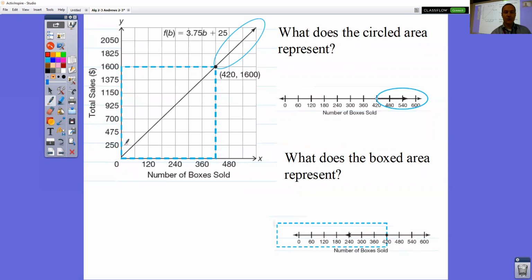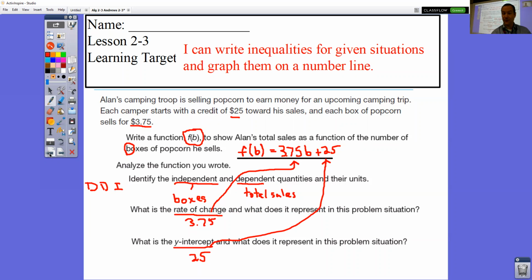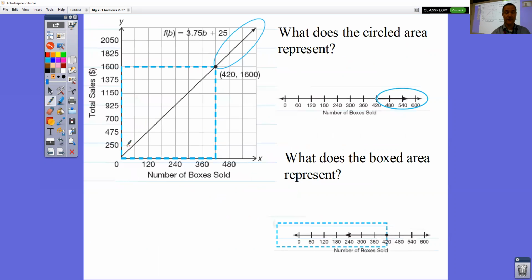So if we want to graph that equation, 3.75b or 3.75x plus 25, the graph of it would look like this. So what you're going to have to do is identify different areas on the graph and tell what they represent. So what does the circled area represent?